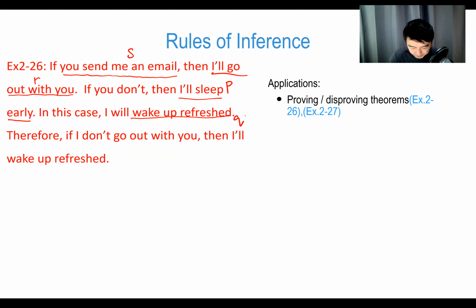Here we're going to translate all of our sentences. So if you send me an email, I'll go out with you. The first statement they're making is S implies R. So if you send me an email, then I'll go out with you. If you don't, then I'll sleep early. So if you don't what? I think here it is saying if you don't send me an email, then I'll sleep early. So it's not S implies P, right? You kind of have to get the meaning of the sentence in order to do a good translation.